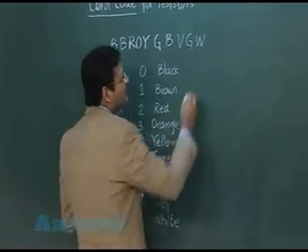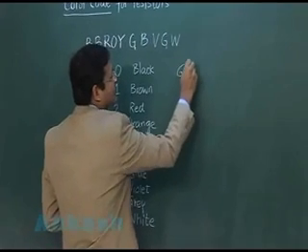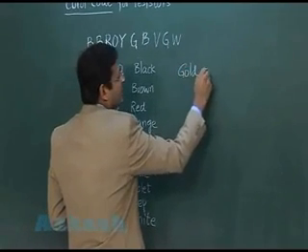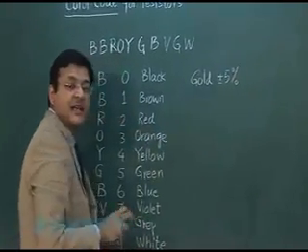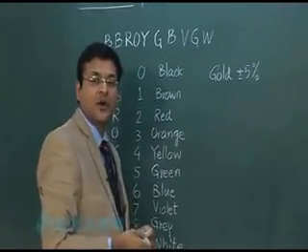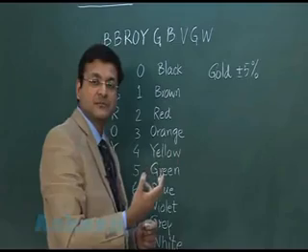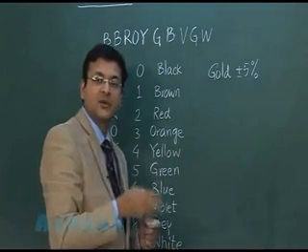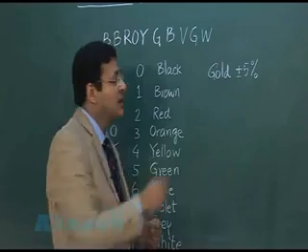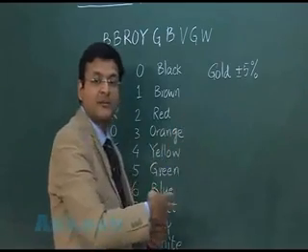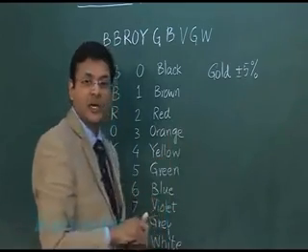For the fourth strip, we have the convention that in case the color is gold, then that is indicating the tolerance of the resistor. Tolerance means the variation, because the value of resistance does not remain constant. With the change in temperature, the value can change. The change of plus minus 5% has been indicated by gold color.